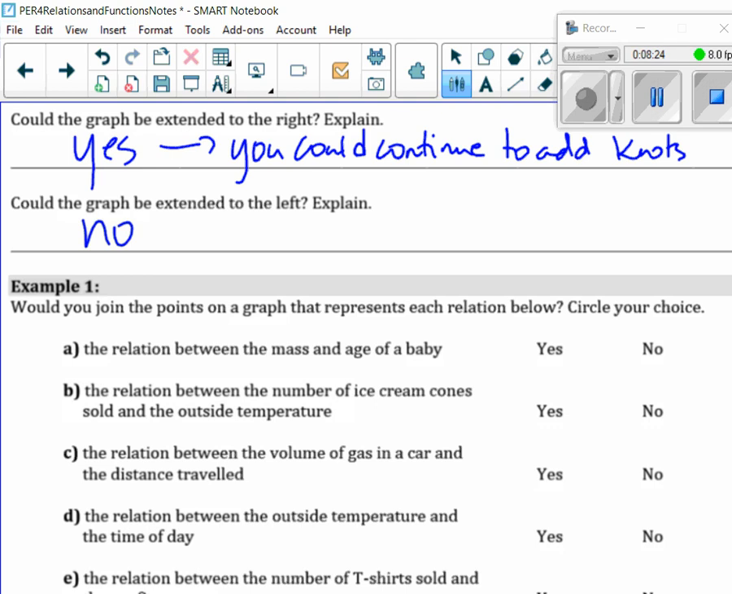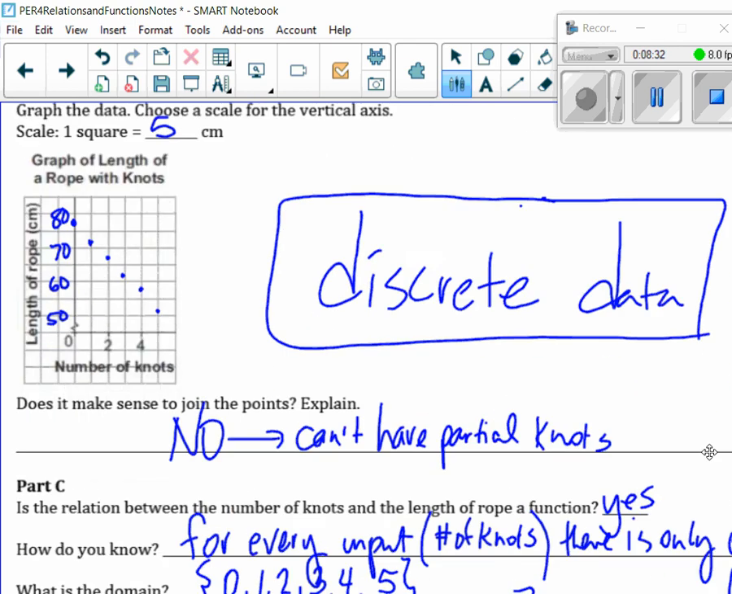If the rope was longer. Let's look at the left of the graph, though. That would be negative knots on the left of it. Do you see what I'm saying?